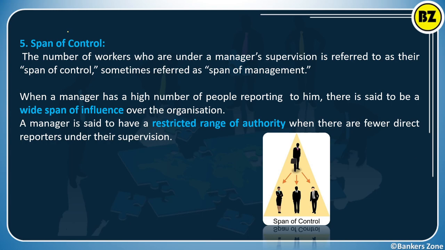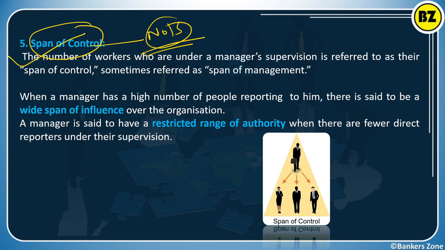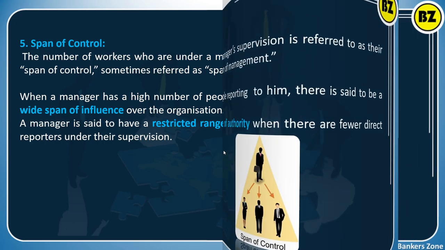See, understand only the concept. Span of control means the number of people working under you, how many are reporting to you, how many workers are working under the supervision of a manager. It is also called the span of management. Wide span of management means more workers under you. Restricted range of authority means fewer workers under you. So this is the very simple span of control.